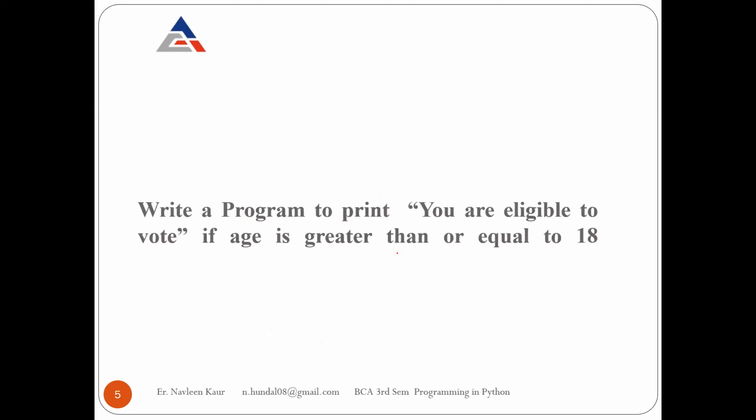Got it? So this is a program that I explained to print that you are eligible to vote if the age is greater than or equals to 18. Okay. So this program is asking you to print the message that you are eligible to vote. When will it print that message? If the age entered by you is greater than or equals to 18. Now this program is giving me a hint that age is going to be the deciding factor. Age is going to make the decision whether the person is going to vote or not.